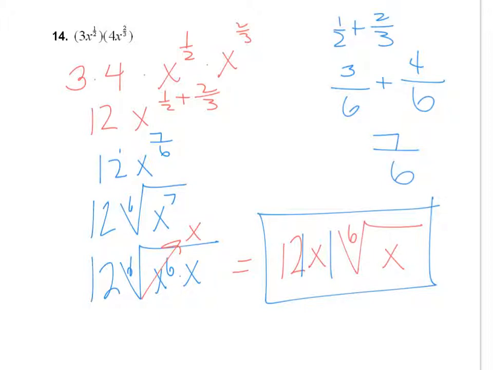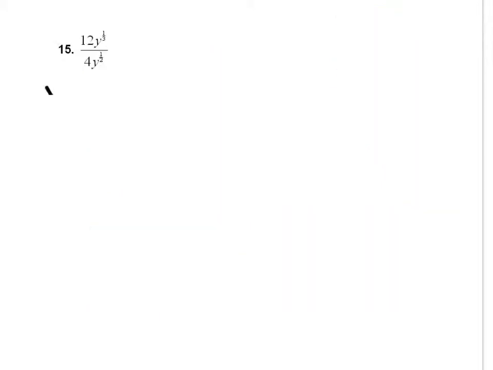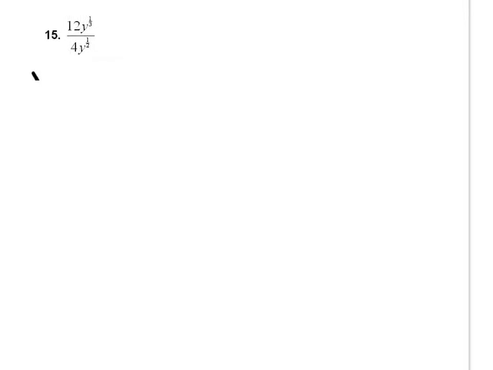On number 14, they were attached by multiplication. Okay, number 15. Just like with number 14, 14 was attached by multiplication, so we added exponents. These are attached by division, so we're going to divide. So 12 divided by 4 times y to the 3rd, and now these are attached by division, so I subtract these exponents.